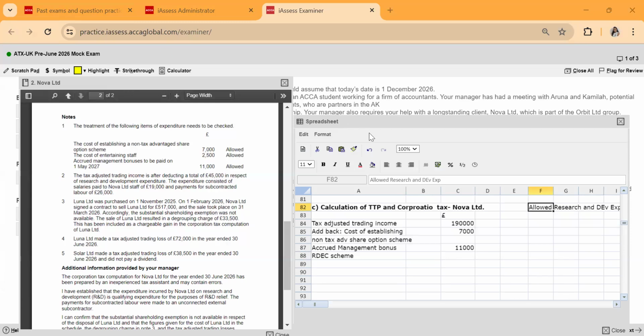Okay. So now if you remember for the RDEC scheme, if I just give you a recap, what does the RDEC scheme say? RDEC says that all the research and development expenditure is allowed. That's not a problem. But we take 20% of the qualifying expenditure, right? And that 20% of the qualifying expenditure will be added here, and the same we reduce as a corporation tax liability, right?